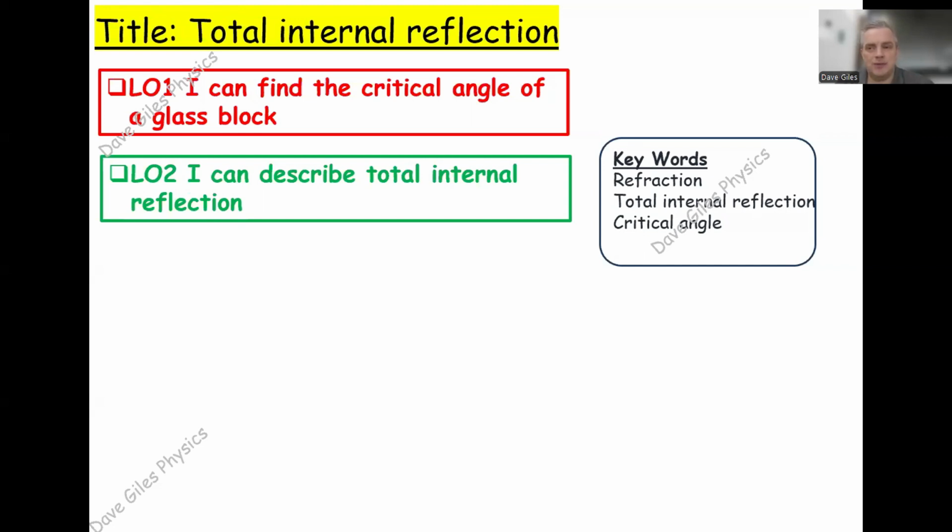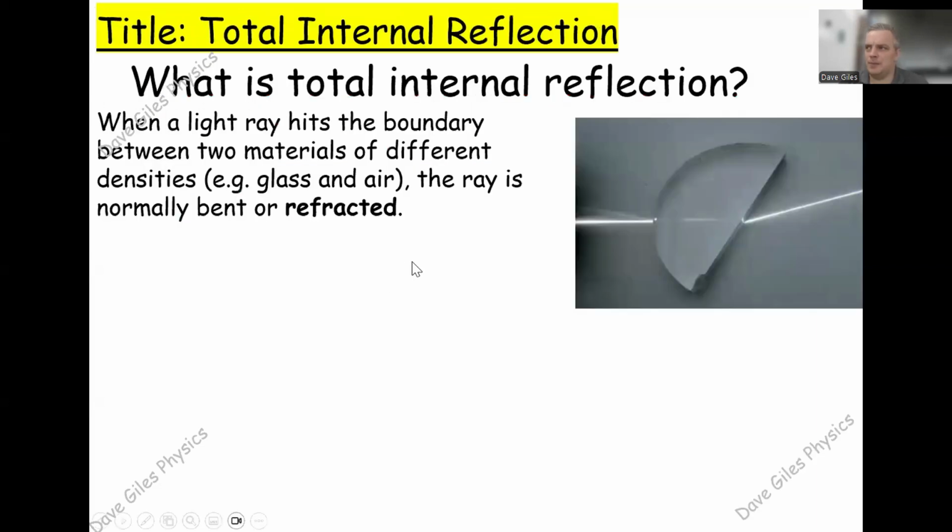It's Unit P3 Waves, and today we're looking at TIR, or Total Internal Reflection. So today I want you to find the critical angle of a glass block by a calculation and describe the process of total internal reflection.